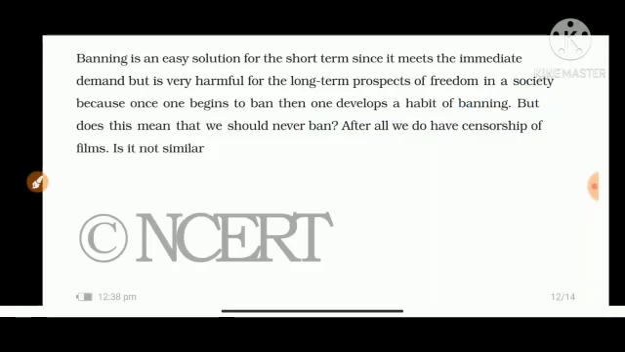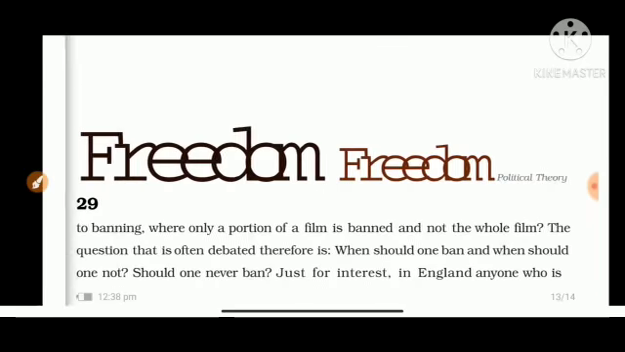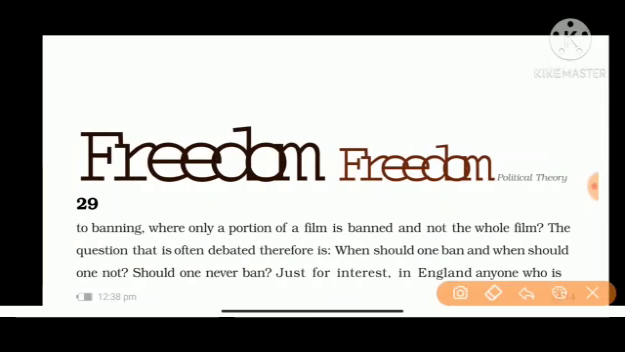But it is not similar to banning, where only a portion of a film is censored, not the whole film. We do not ban the whole film. The question that is often debated, therefore, is when should one ban and when should one not? Should one never ban?